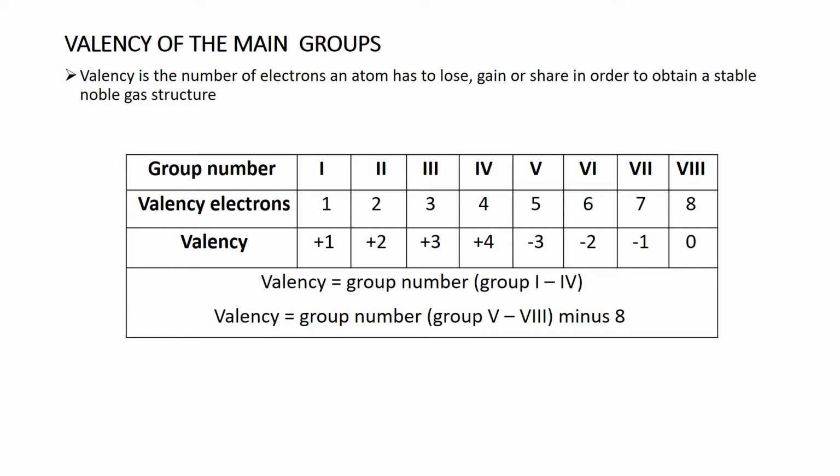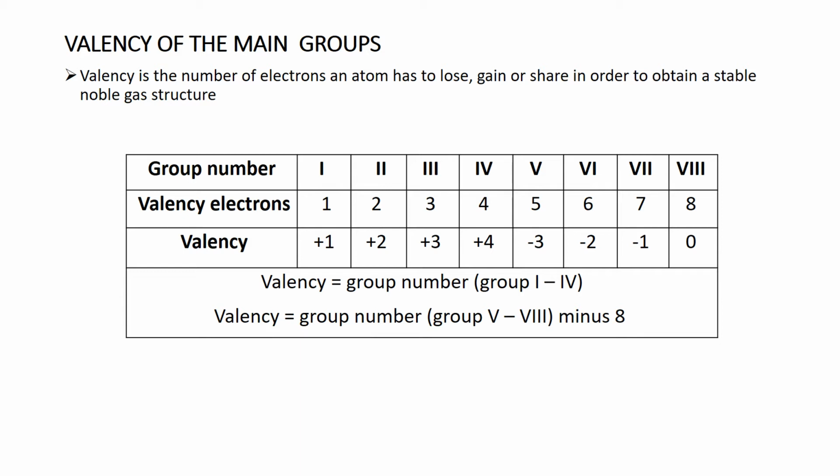So the valency electrons for group 1 elements is 1. The valency electrons for group 2 elements is 2. The valency electrons for group 3 elements is 3. Valency electrons for group 4 elements is 4. Valency electrons for group 5 elements is 5. Valency electrons for group 6 elements is 6. And valency electrons for group 7 elements is 7. Valency electrons for group 8 is 8.